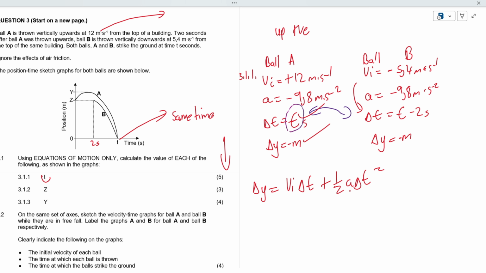So it's simultaneous. We are going to do equation 1, substitute ball A, equation 2, substitute ball B, and then we solve. So this is our equation 1. Equation 1, let's use ball A. Or ball B.